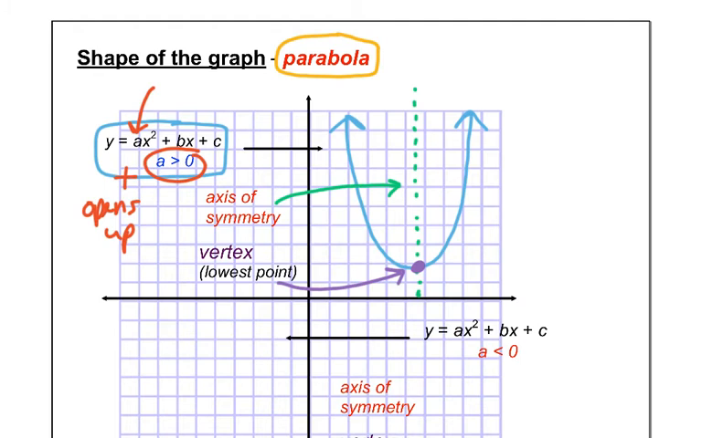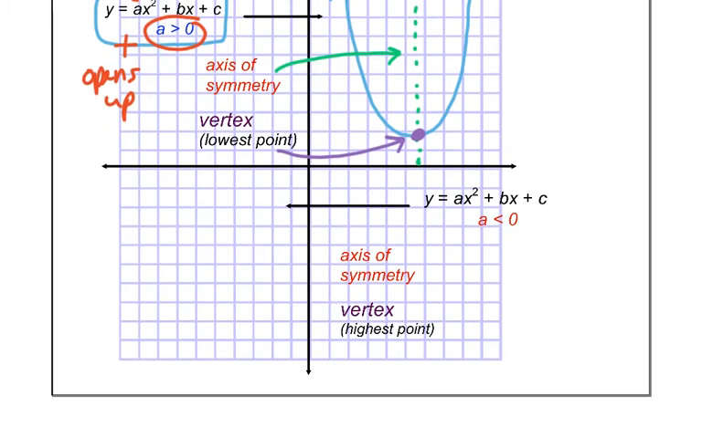All right, so there's one example of a parabola. That's one that opens up. But what if by chance you have a parabola where the a value in front of the x squared is negative? If that happens, it's going to open down like this.